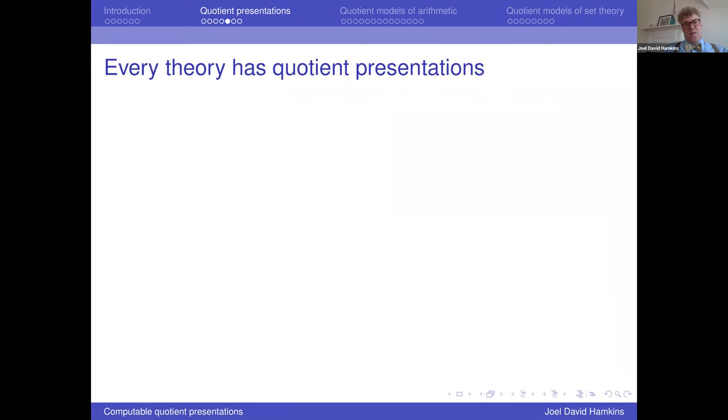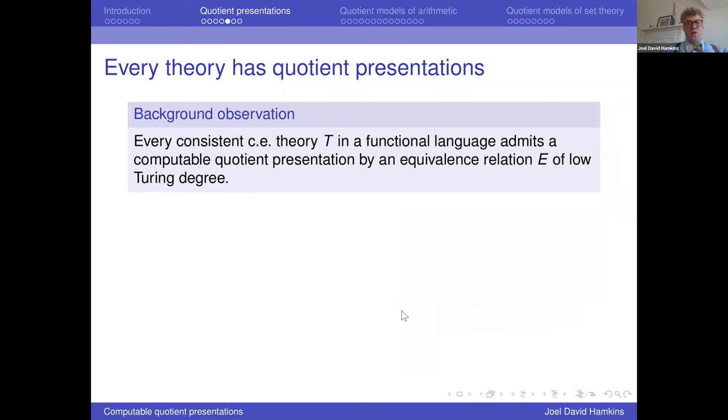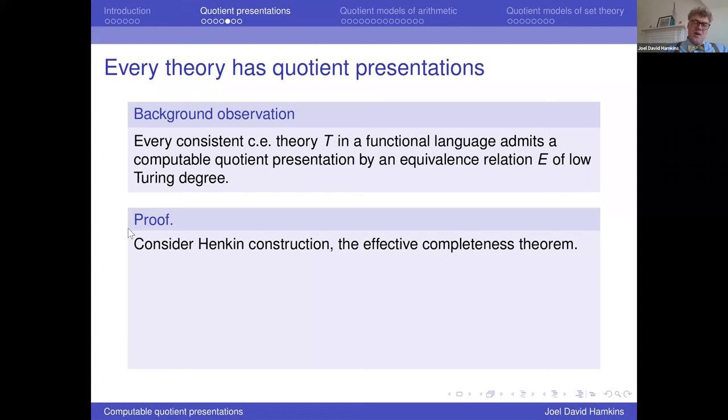Okay. Before doing that proof, let me just mention that there's a sense in which every theory has quotient presentations. Every consistent theory in a functional language, so if there are no relation symbols, you always get a computable quotient presentation by an equivalence relation of comparatively low Turing degree. You never need to go very high in the arithmetic hierarchy, just low is good enough. And this follows from the computably effective completeness theorem.